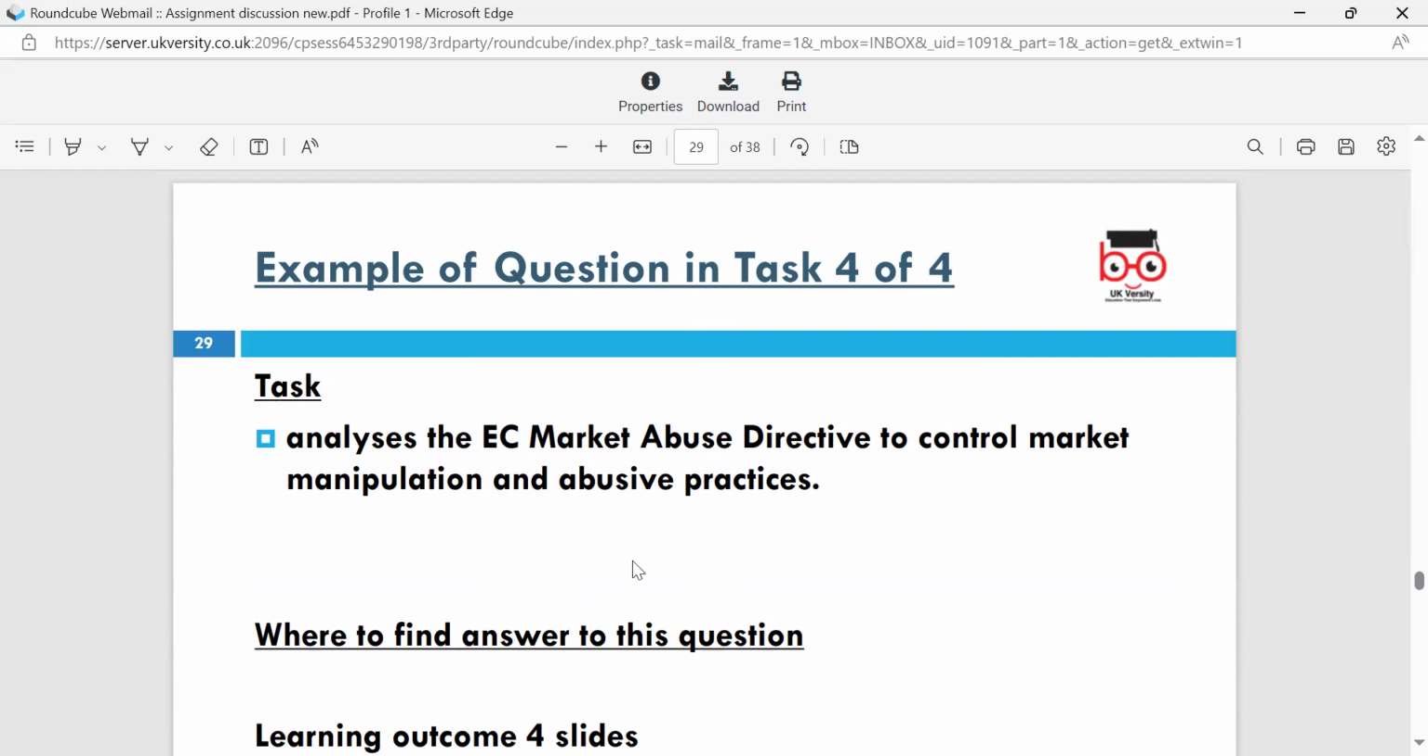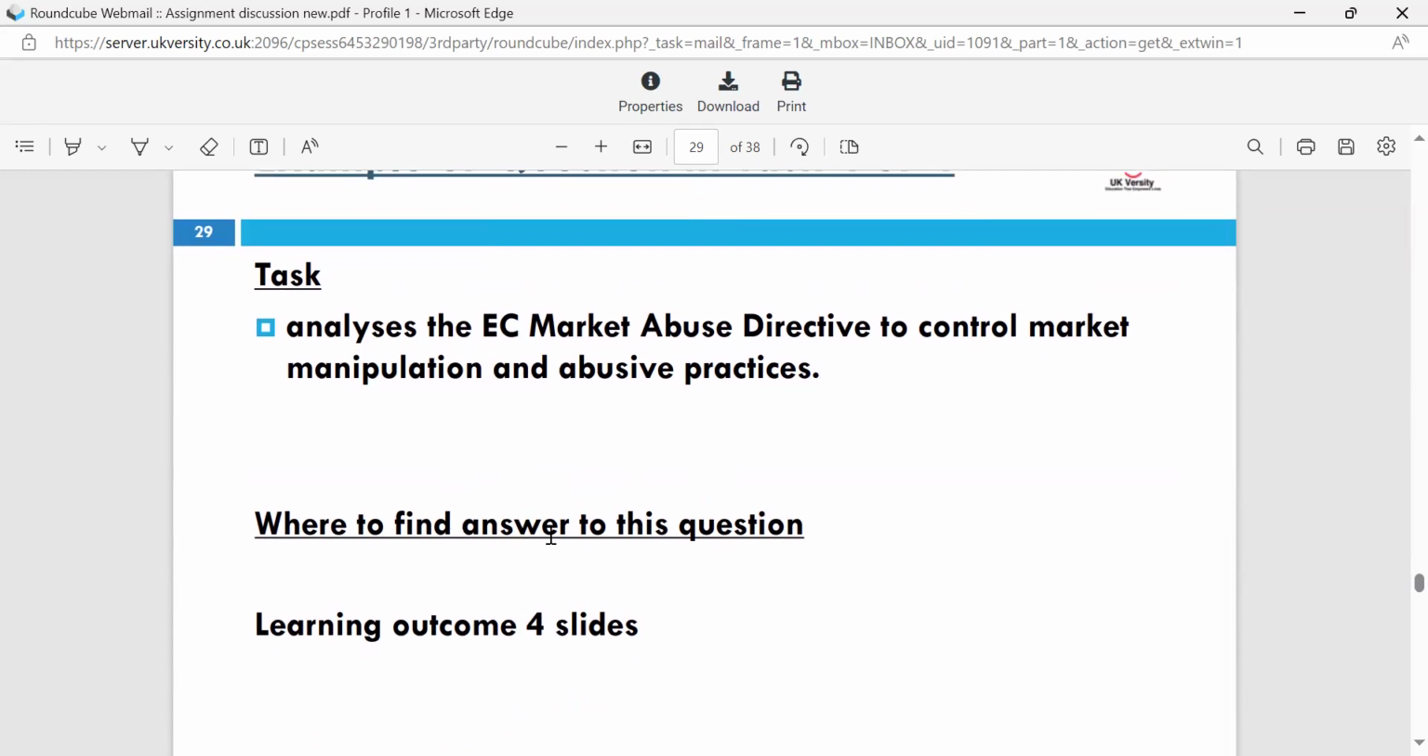Analyze the Market Abuse Directive to control market manipulation and abusive practices. In this one, you would be looking at learning outcome 4, where you'd find the answer, and it would be slides 8 onwards. So you would be looking at slide 8 in regards to the Market Abuse Directive, what it does, when it came about, what the Council Directive meant, and what was the purpose of that in regards to controlling market manipulation and abusive practices. So it's for learning outcome 4, slides 8 onwards for that answer.